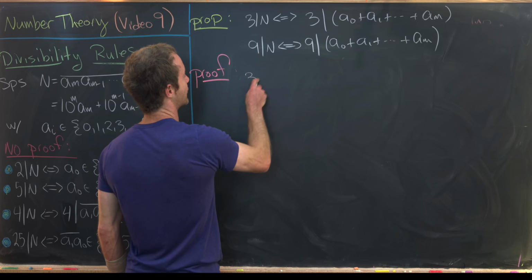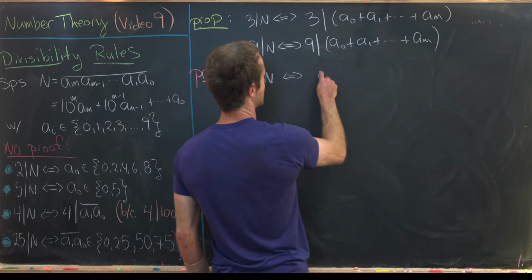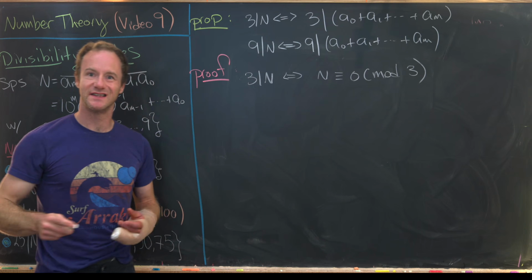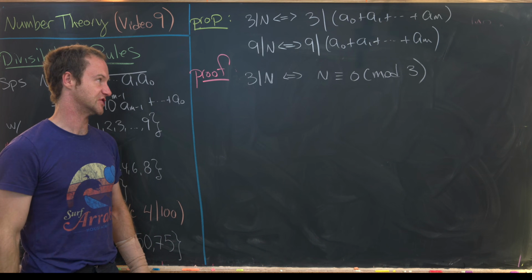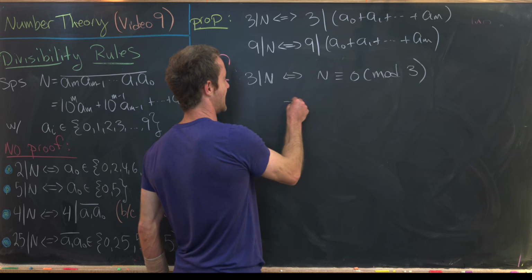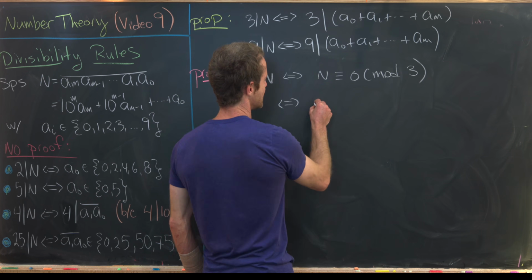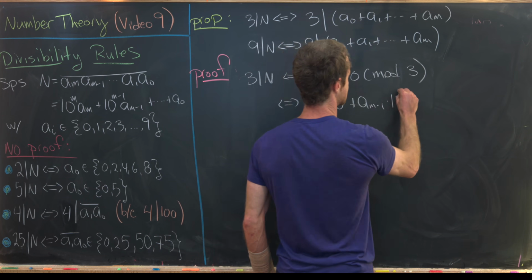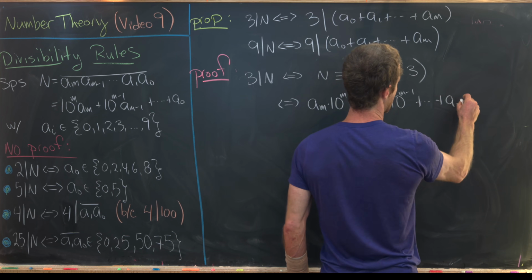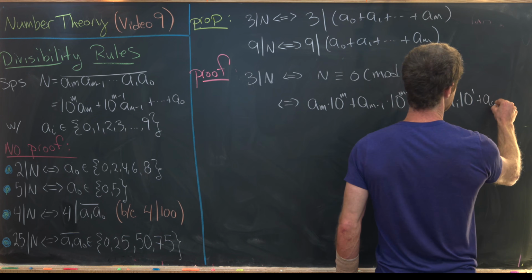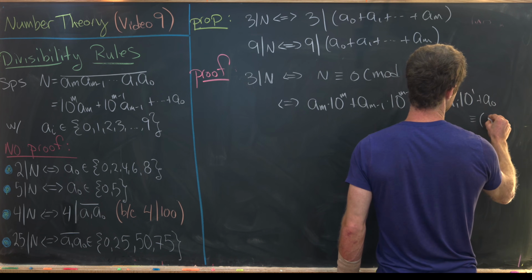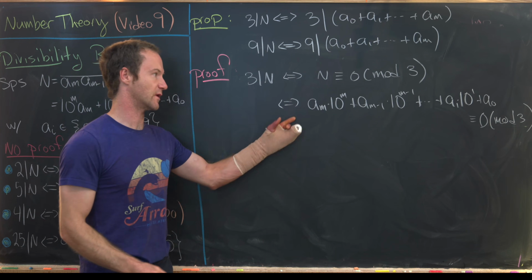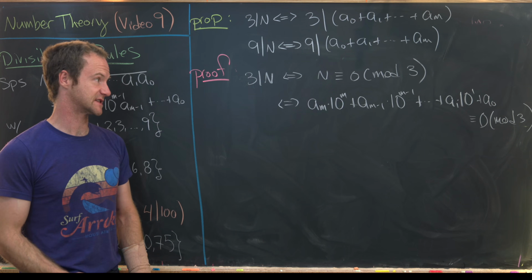Notice that 3 divides n if and only if n is congruent to 0 modulo 3. Well, that's just the definition of congruence mod 3 along with the definition of divisibility. But that is exactly the same as saying a_m times 10^m plus a_{m-1} times 10^(m-1) plus all the way down to a_1 times 10^1 plus a_0 is congruent to 0 mod 3. Well, what have I done there? I've really just replaced n with its definition via this base 10 expansion.